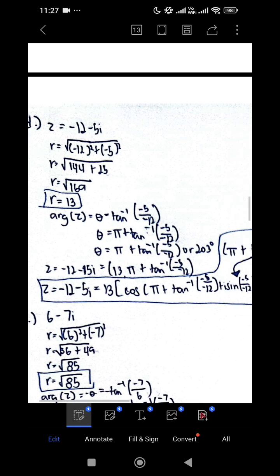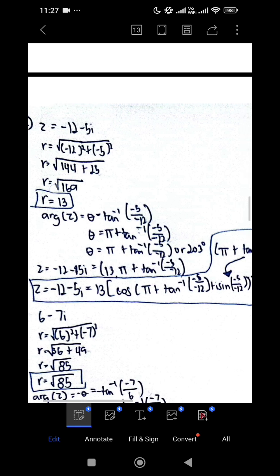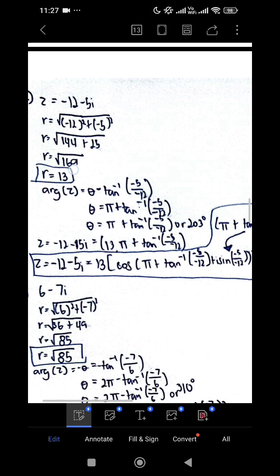Arg z is equal to theta, tangent raised to negative 1, the value of y, which is negative 5, over the value of x on the bottom, which is negative 12. So theta is equal to pi plus tangent raised to negative 1, parenthesis negative 5 over negative 12, or 203 degrees.